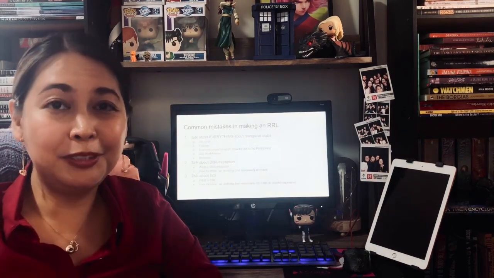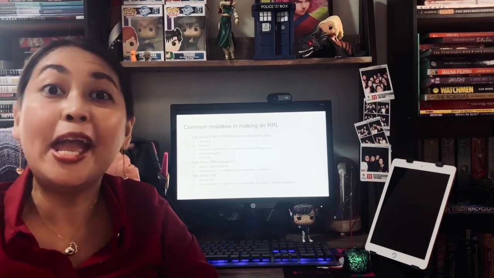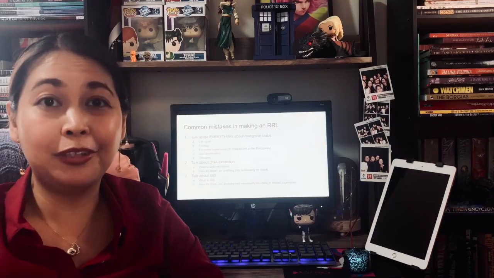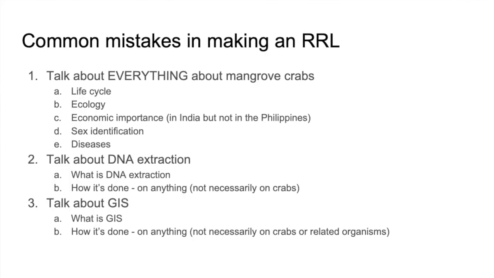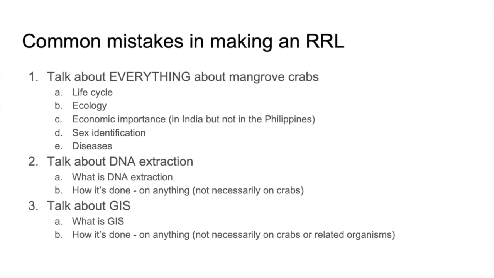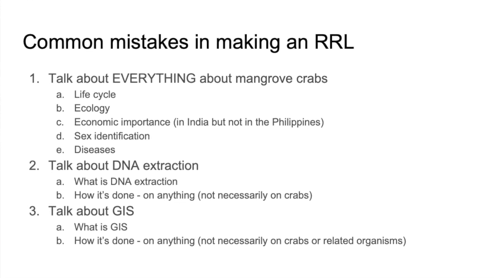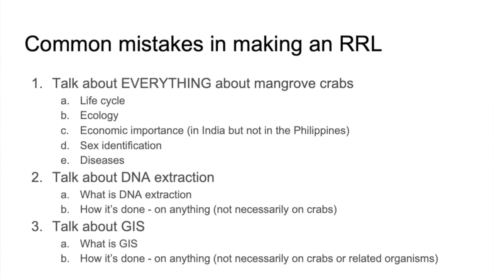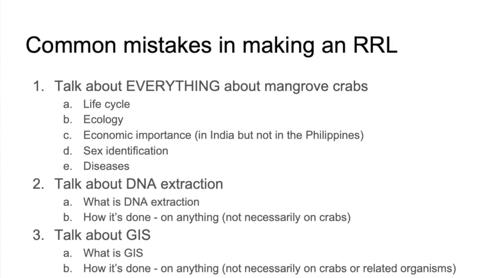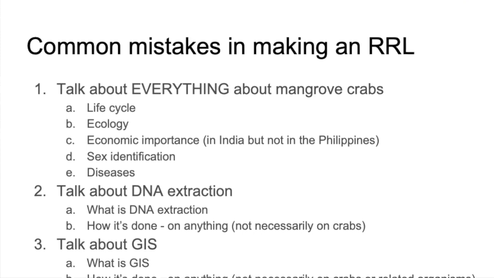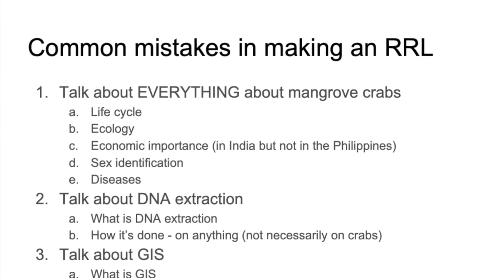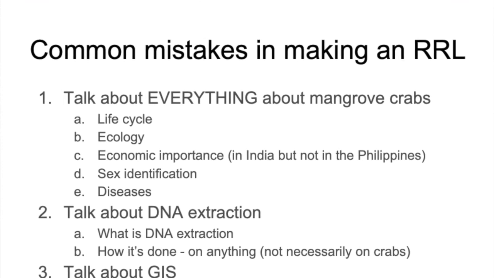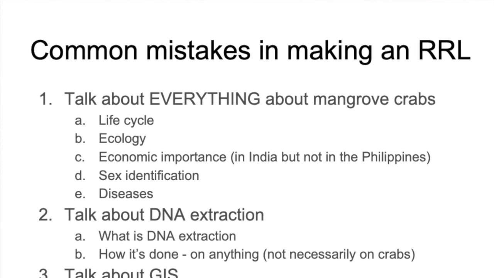A common mistake of students is to do research on everything about the subject without really considering the needs of their actual research. So if you look at the outline I present here, students would start talking about everything about crabs, which includes its biology, its ecology, its economic importance that may or may not necessarily be relevant to the location where you're in, and other aspects such as disease or maybe sex identification that has nothing to do with the research that you're doing.